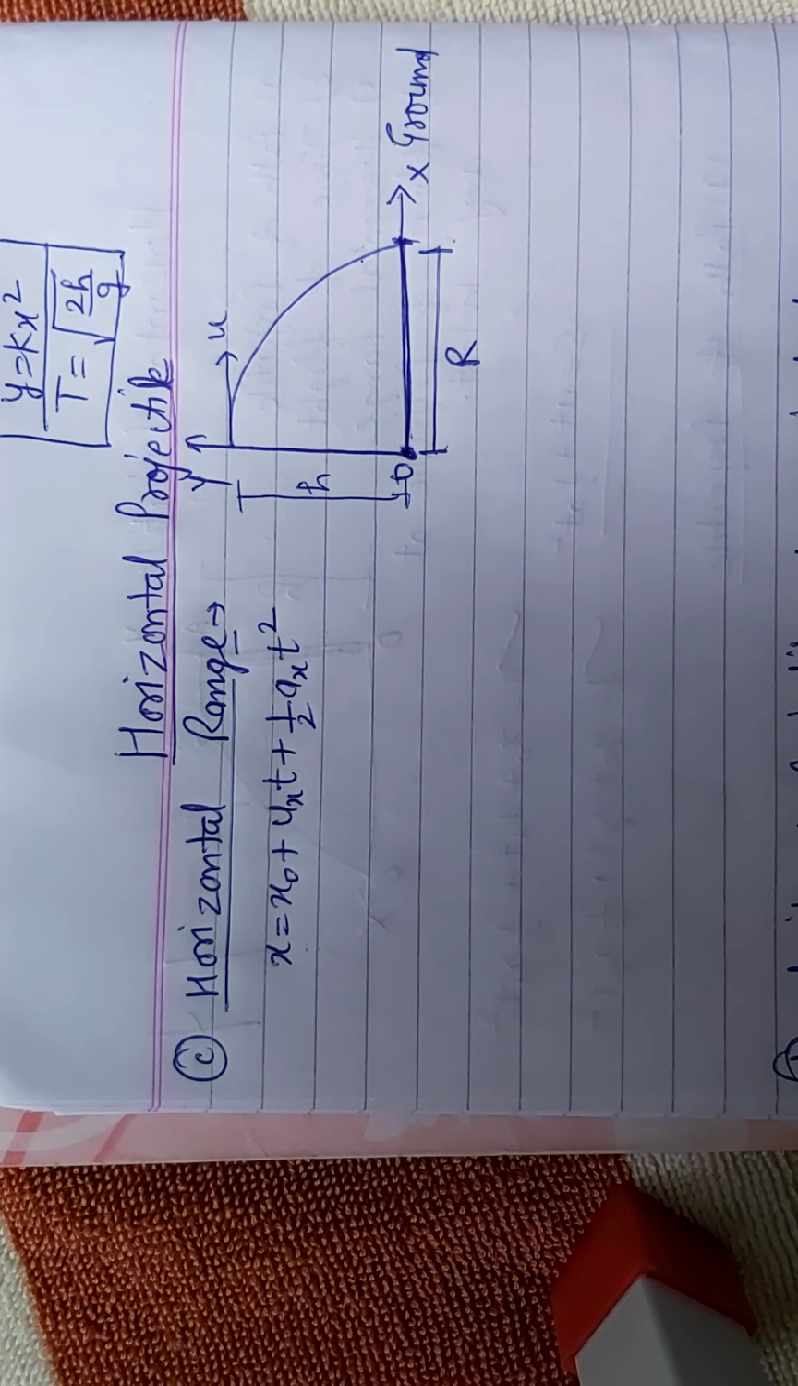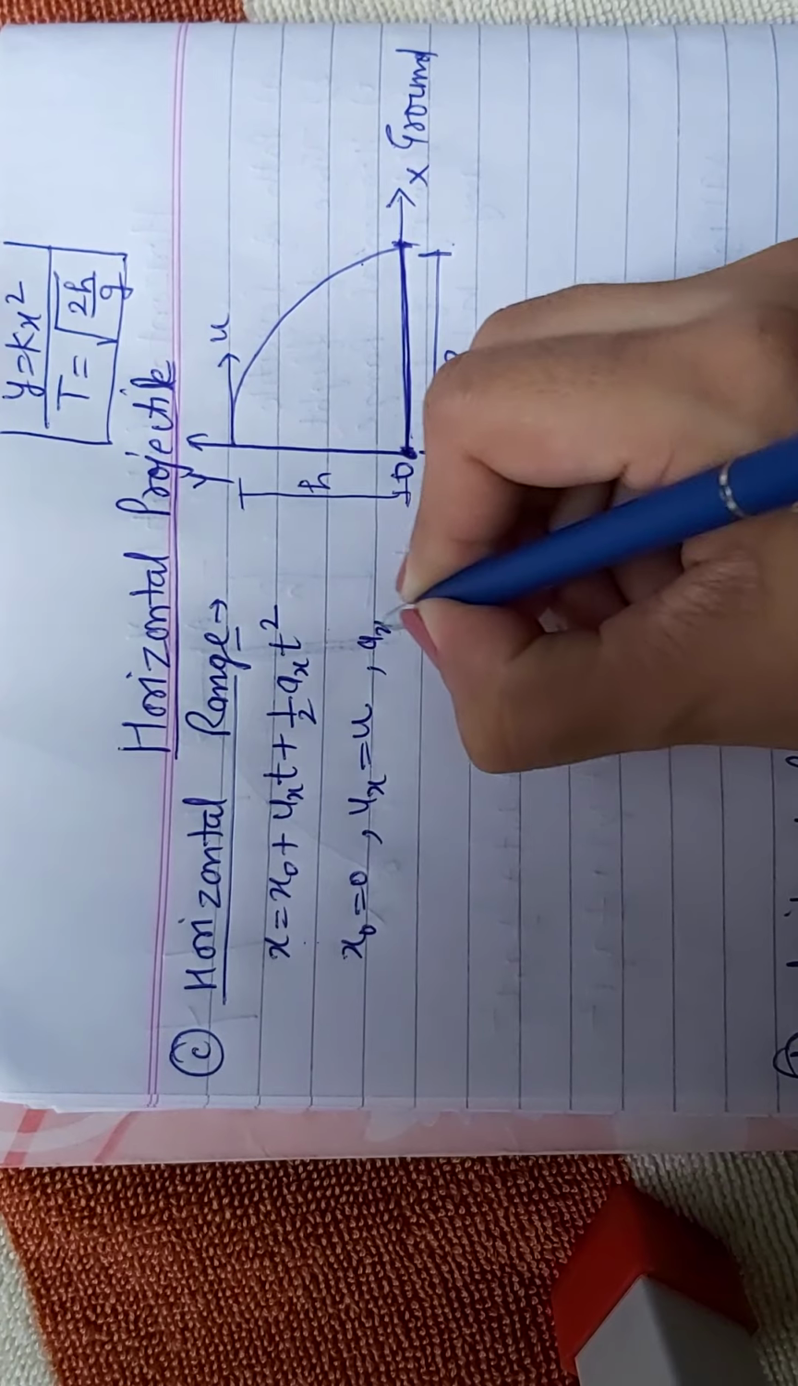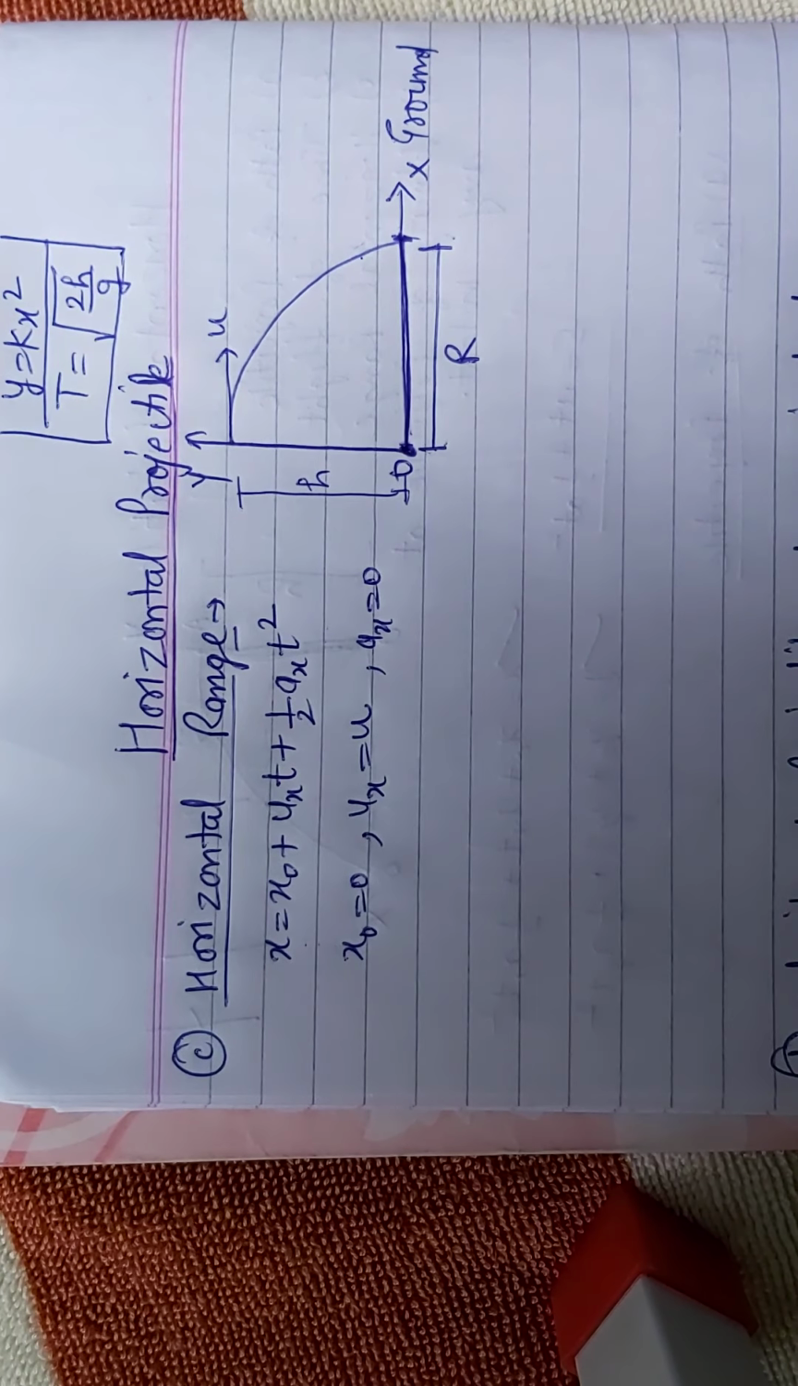Initially we are saying it is at the origin, it has not traveled any displacement along the x-axis. Okay, ux is u, we are throwing the projectile with initial velocity u, and ax is equal to 0. Students, remember this thing. Try to understand the concept. ay is equal to g and ax is equal to 0. ay is the acceleration along the y-axis and ax is the acceleration in the x direction.